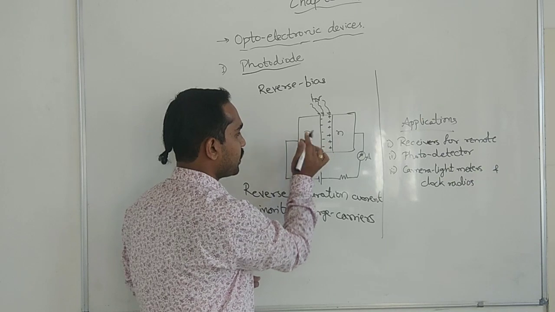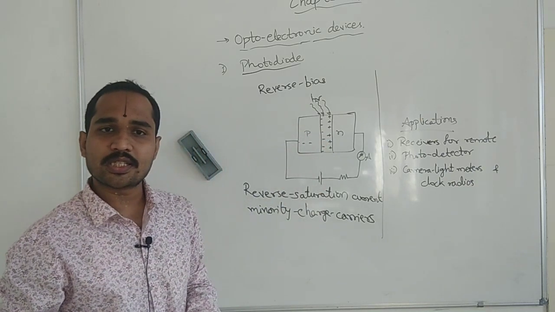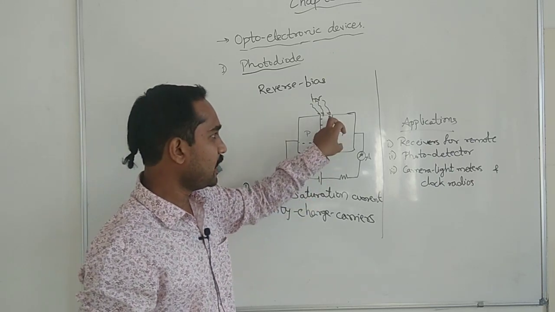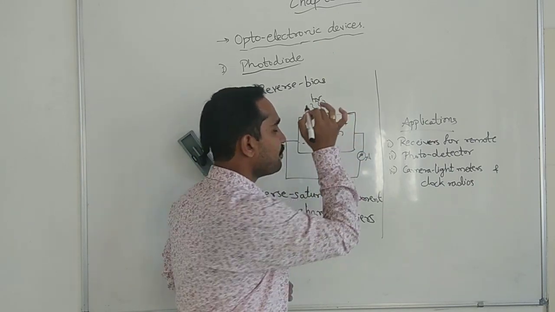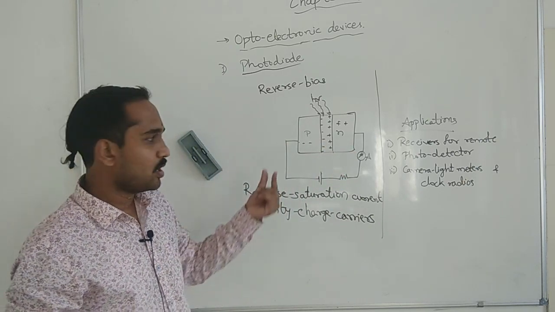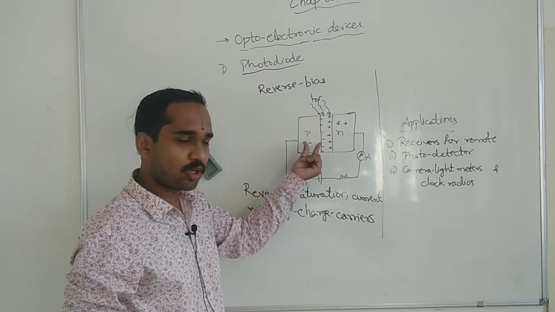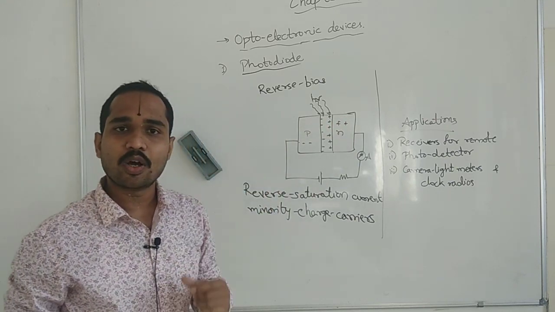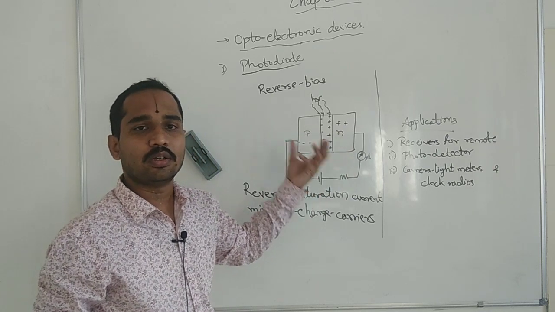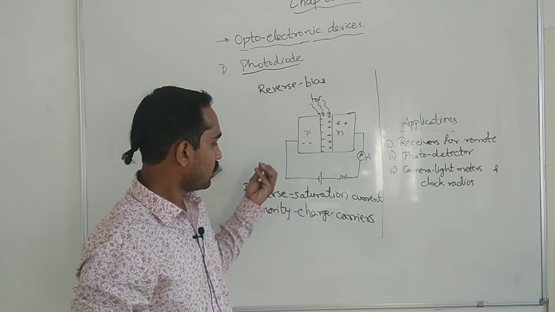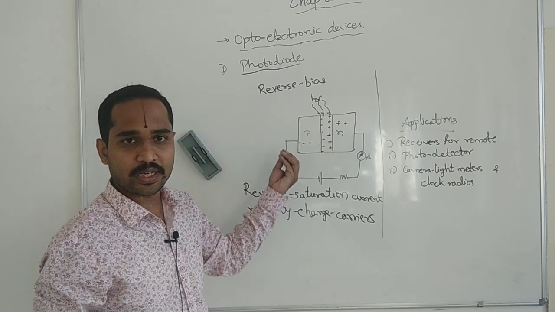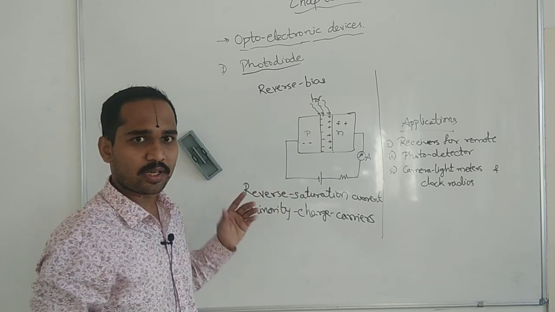In the P side, electrons are the minority charge carriers because holes will be in the majority here. In the N side, holes are the minority charge carriers because electrons will be more here. So here the minority charge carriers are electrons, and here the minority charge carriers are holes. Am I right? Now, due to the minority charge carriers, there will be a small flow of current called the reverse saturation current in reverse biasing.